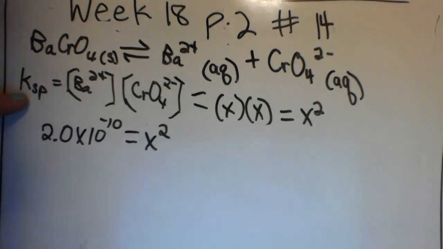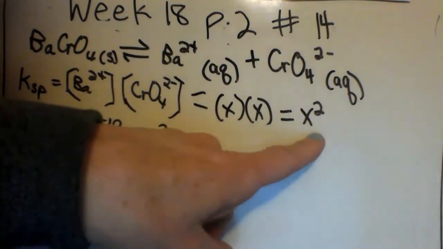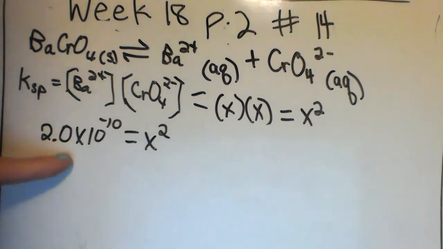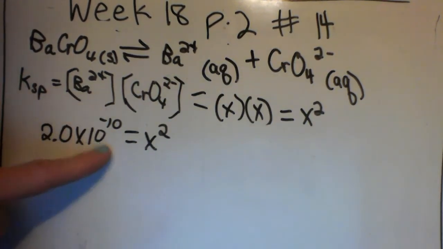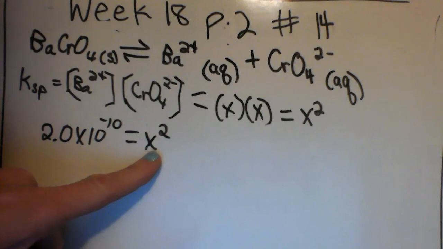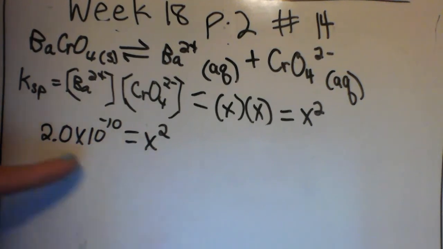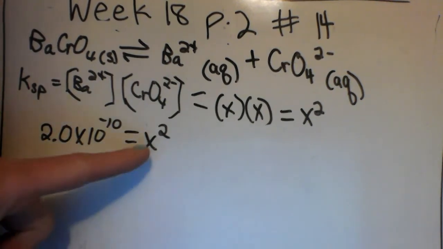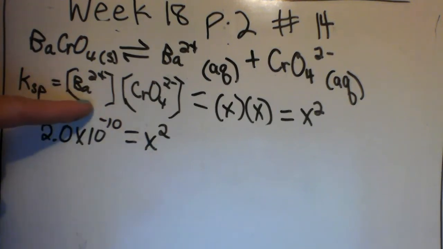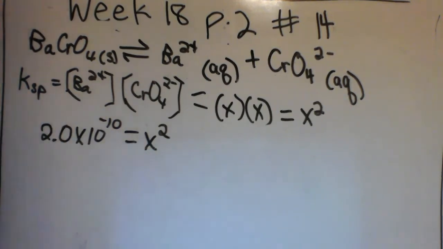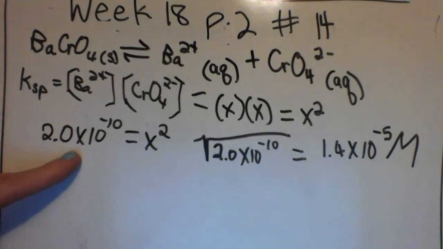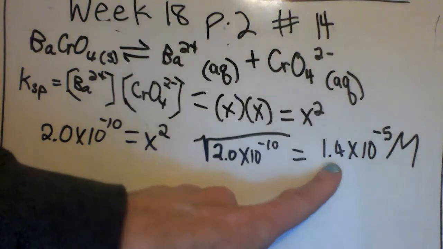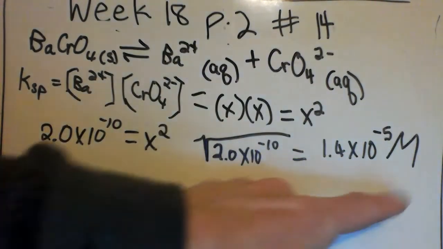So if the solubility product constant is equal to x squared, we can replace that with the number we were given: 2.0 times 10 to the negative 10th is equal to x squared. Now if we take the square root of both sides of this equation, we can find out what x is, and that will tell us the concentration of barium. So we took the square root of the solubility product constant. It came out to 1.4 times 10 to the negative 5th molar.